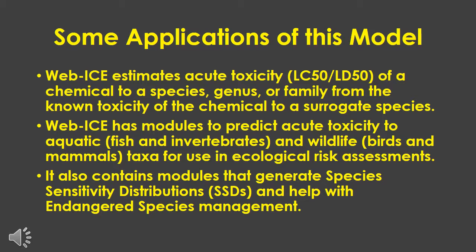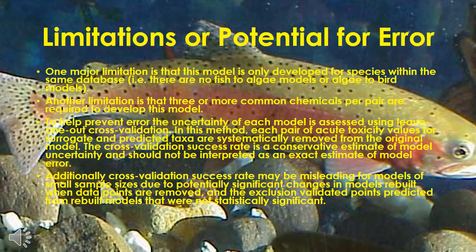As stated before, some applications include estimating the acute toxicity of a chemical on a specific species, judging from a different surrogate species, which is helpful in risk assessments, but it can also be used to generate species sensitivity distributions and to help with endangered species management. One major limitation to this model is it's only developed for species within the same database.